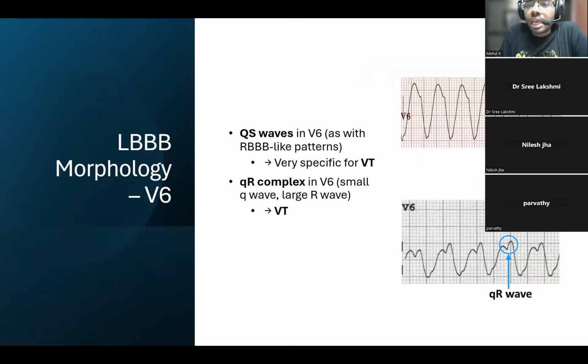What about in V6? Again, similar to RBBB, if you have QS waves, completely negative waves in V6, VT. Or again, if you have a QR complex in V6, any Q waves, VT. So these are again the morphological criteria.